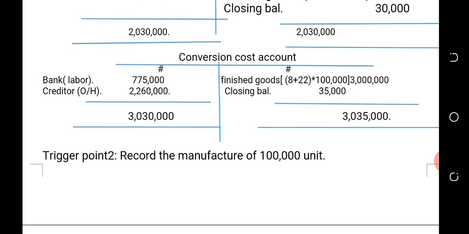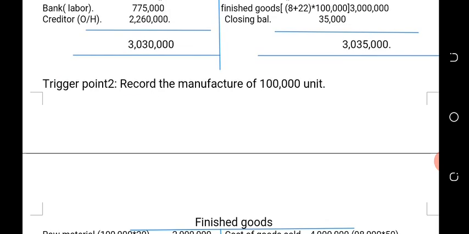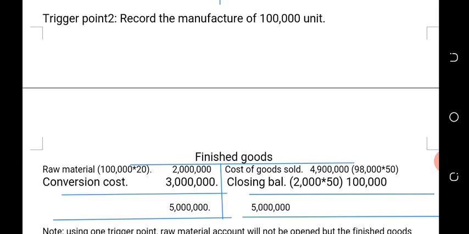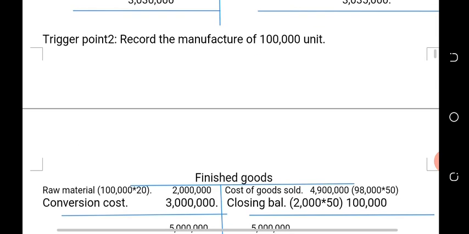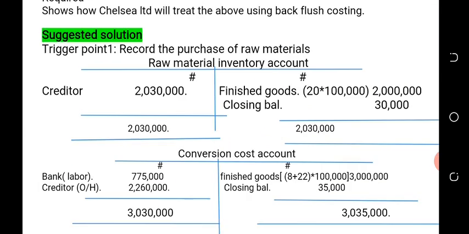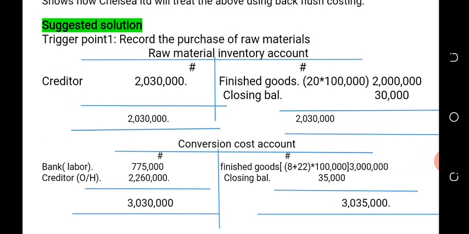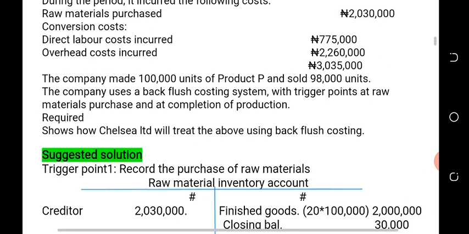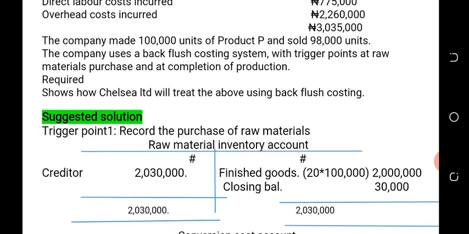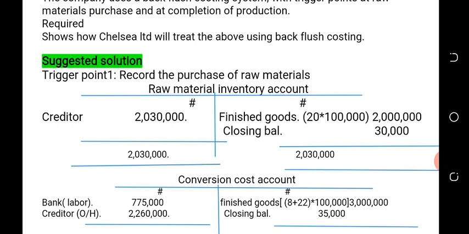Now, the trigger point two. The trigger point two is the record of manufactured units. So we think about manufactured, which was 100,000 units. Now, in trigger point two, the first thing is to close the raw material and the conversion account. Now you credit the raw material. Let's remember that you use what was produced times the standard cost of raw material. So the standard cost of raw material is 20 naira times what was produced, which is 100,000.